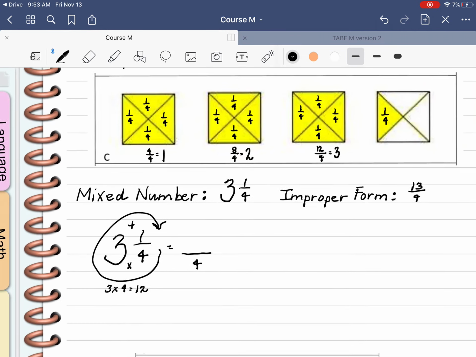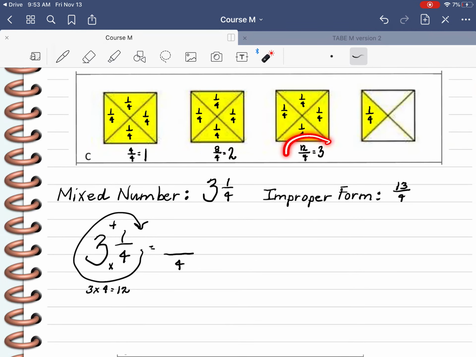And notice where else we've seen a 12. Right there, 12 fourths. Plus 1, so 12 plus 1 is 13. And there is the improper fraction.